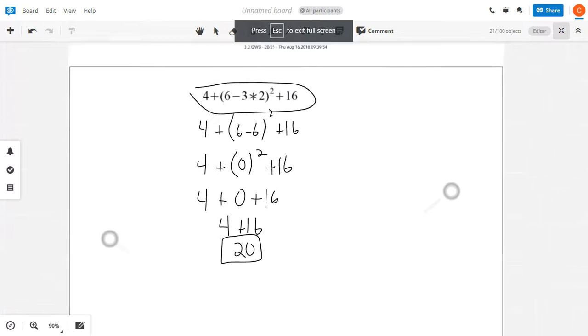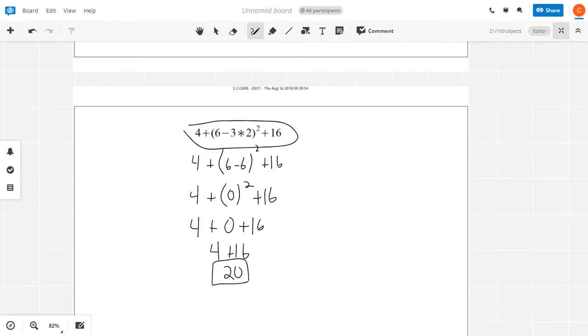And I've got to figure out how to turn this off.